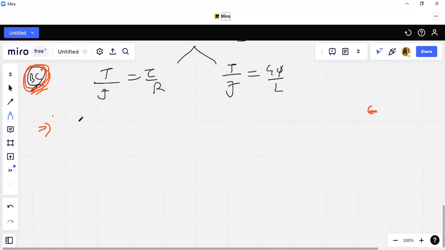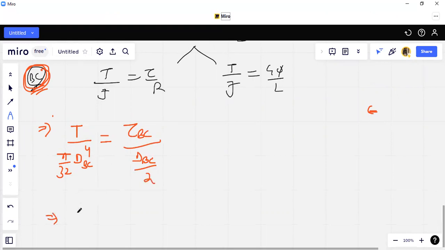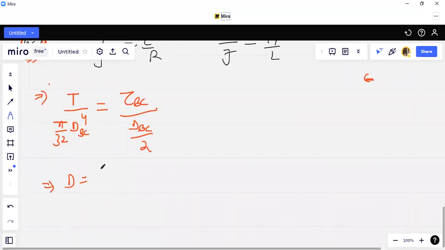So by doing the first, you can write T at BC divided by the polar moment of inertia, pi by 32 d to the power 4, and this is BC. Keep remembering this, this is tau of BC, and this R is dBC divided by 2. By rearranging this, we can write d to the power 3, or just write it like 16 T divided by pi tau BC, whole to the power 1 by 3.